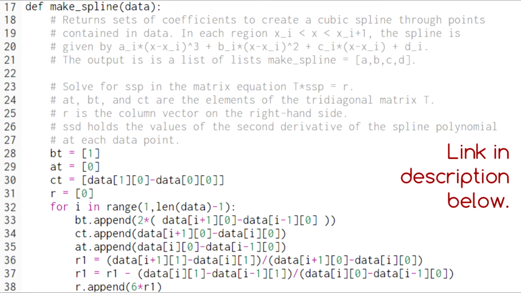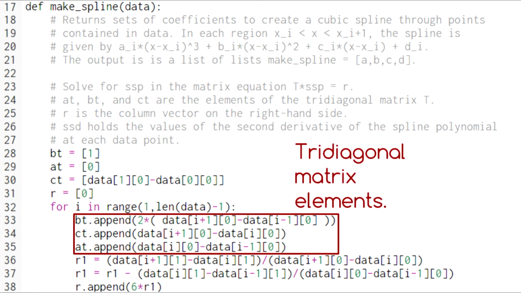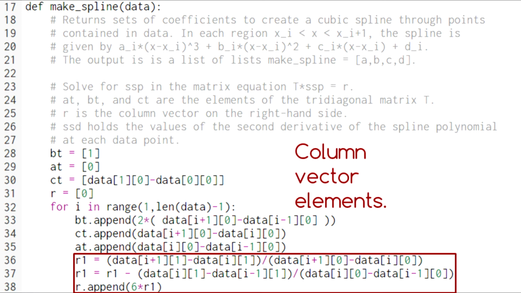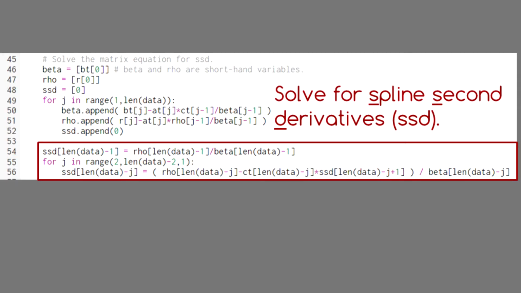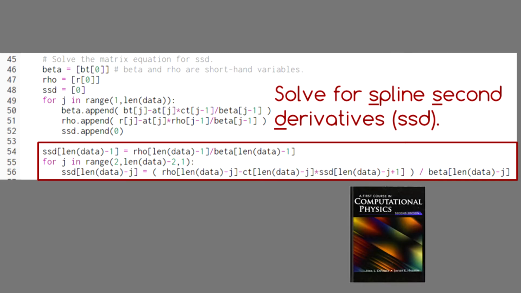In this code, which is available in a link in the description below, we've set up a function that creates a cubic spline out of a set of data. First, we set up the 3 sets of elements in our tridiagonal matrix and the elements of our column vector. Then we solve the matrix equation for the spline's second derivative values. This uses a recursive linear algebra technique that you can learn more about in the references below.